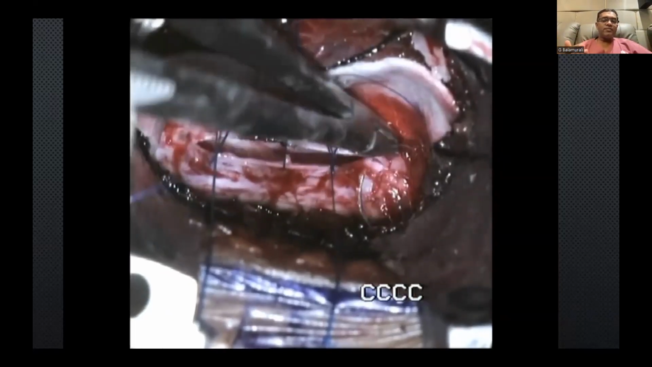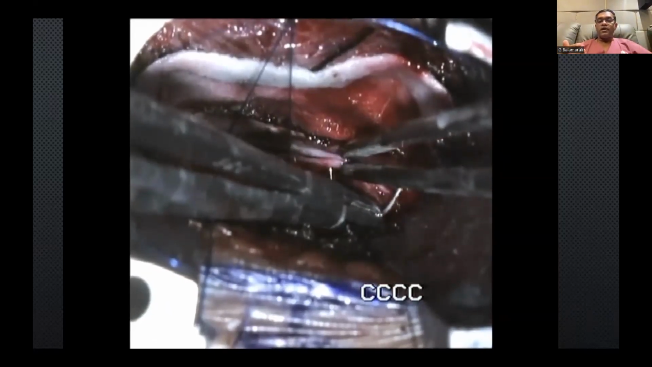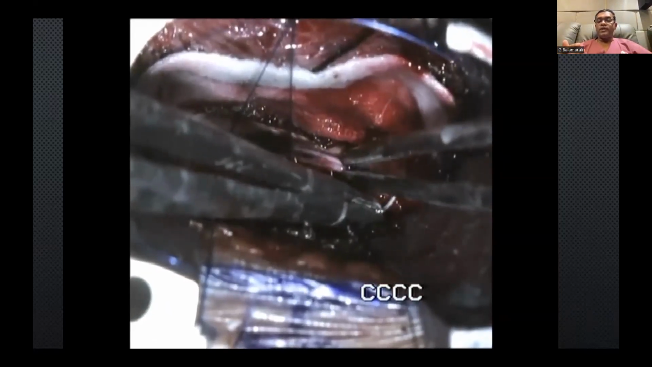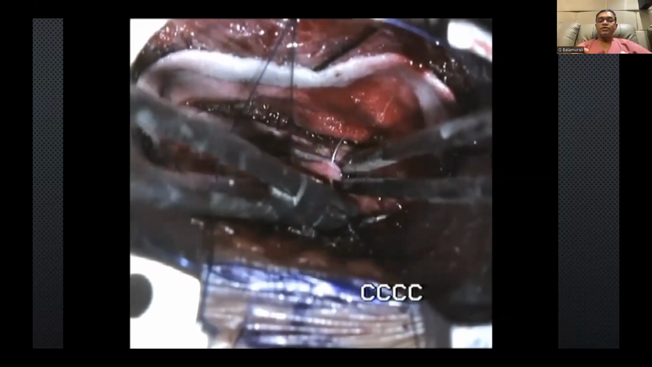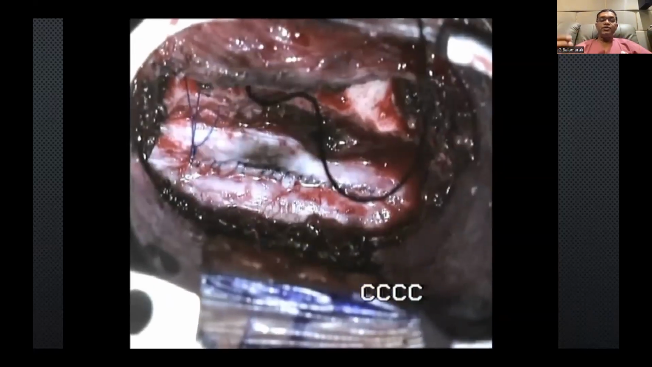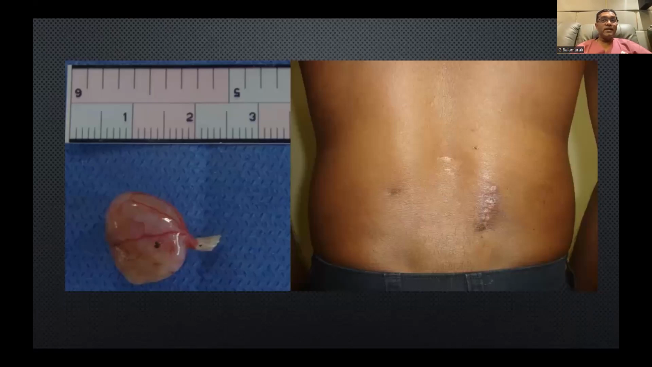Closing the dura, people feel it is difficult, but I don't think it is difficult at all. Even through a small, 24 millimeter opening, you can meticulously close the dura. It's just the way that you use the needle will slightly change, and you end up with a small 4 centimeter opening, and the patient goes home the next postoperative day. So this is a very small, 2 centimeter tumor.